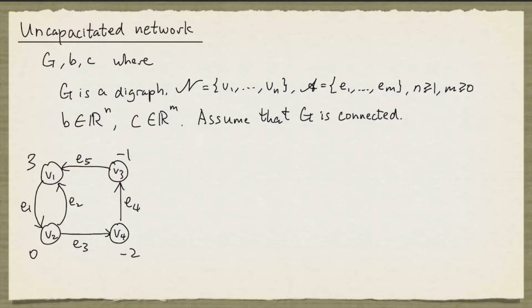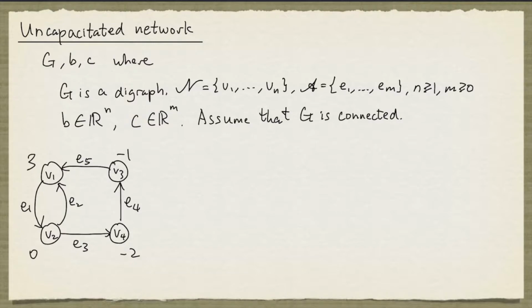We're going to look at the minimum cost flow problem. To begin, we define an uncapacitated network. It's a triple G, B, C, where G is a digraph. We assume that the node set consists of V1 up to Vn, and the arc set consists of E1 up to Em, and we assume that n is at least 1 and m is non-negative.